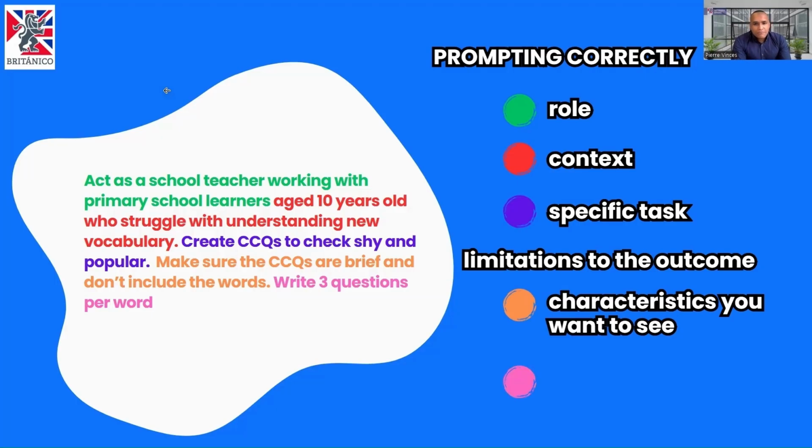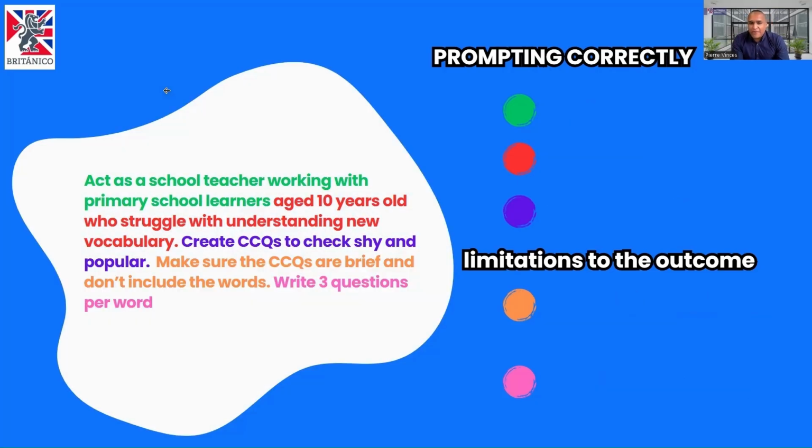And the pink, it has to do with the number, right? 3 questions. It could be the number of formats. Remember that we can use AI to create multiple choice or true false tasks. So it's important to include something related to the number of questions and the format. Good? So these are the important parts when we create prompts.